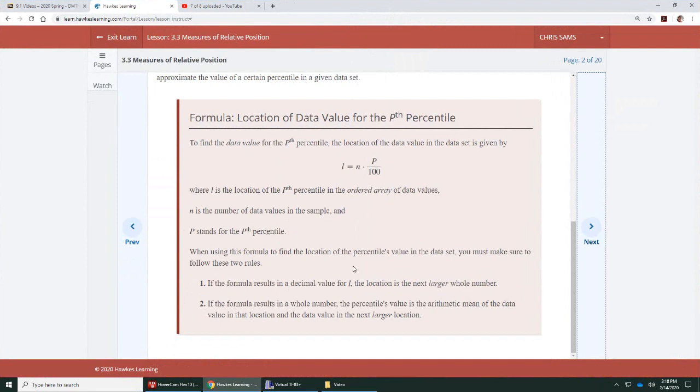Now, if you use this formula and it comes out to be a whole number, that's problematic. Usually you do want whole numbers, but in this case, when you're finding the location of a percentile, it would be better to have a decimal. But it says if you get a whole number, the percentile is the mean of the data value in that location and the next largest.